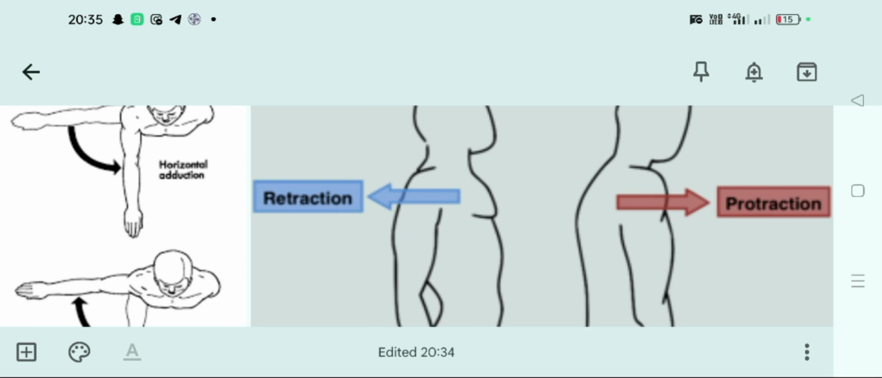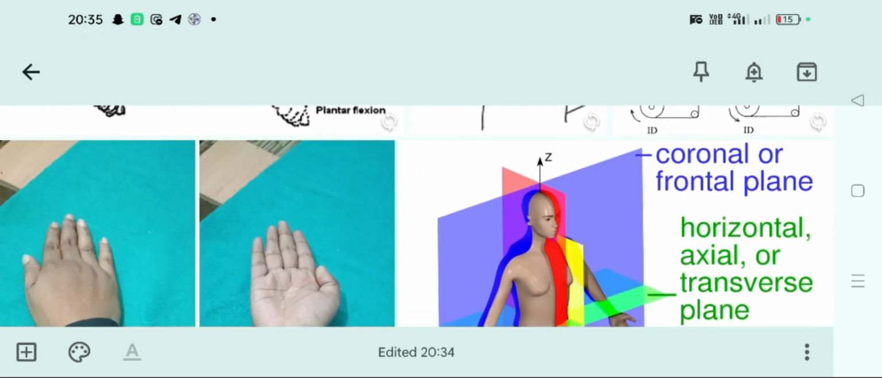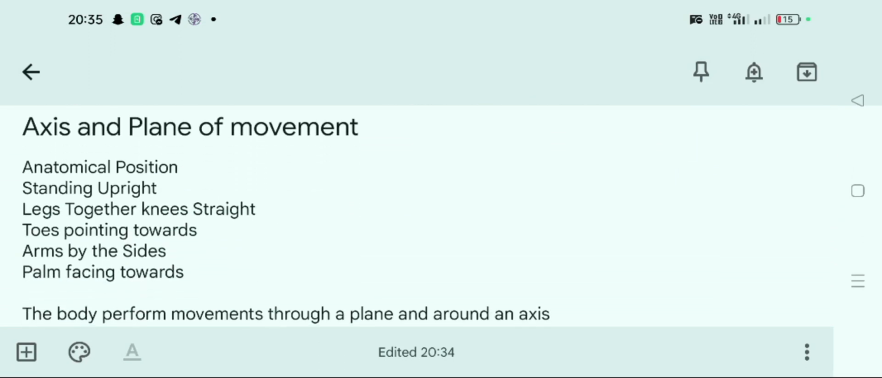Today we are going to discuss the basic topic of axis and plane. It is very simple but quite confusing, although you can learn this topic very easily. Now we are going to start the discussion about axis and plane. First of all, what is axis and plane of movement?